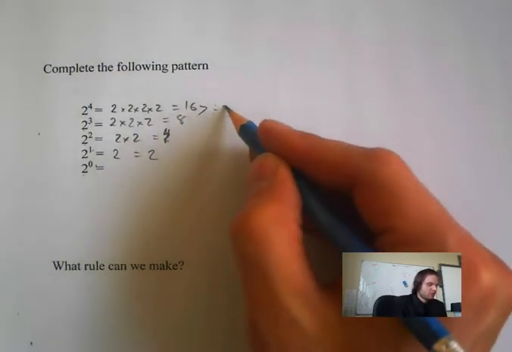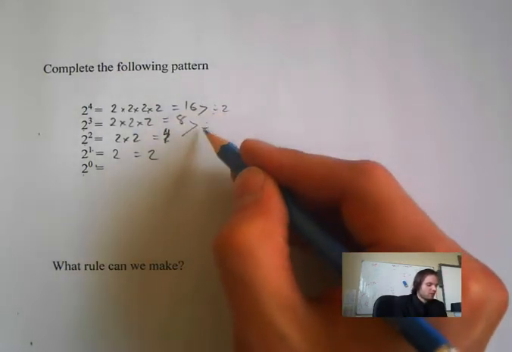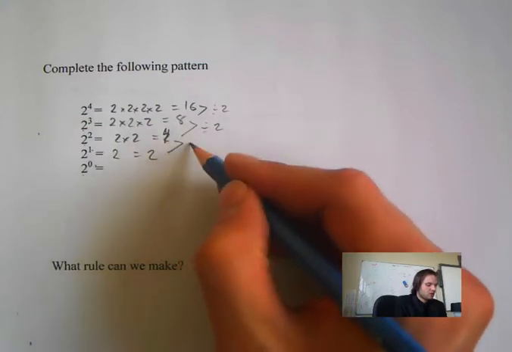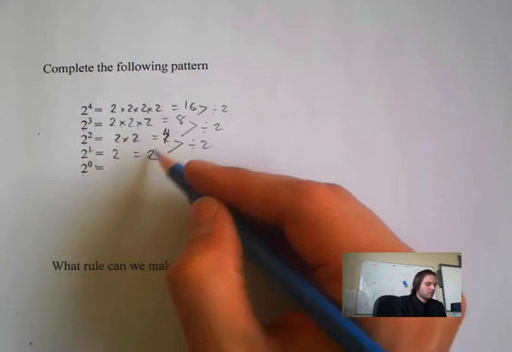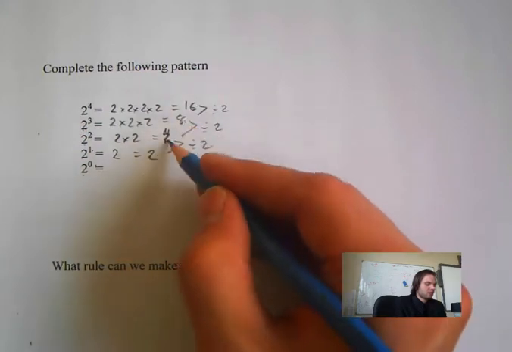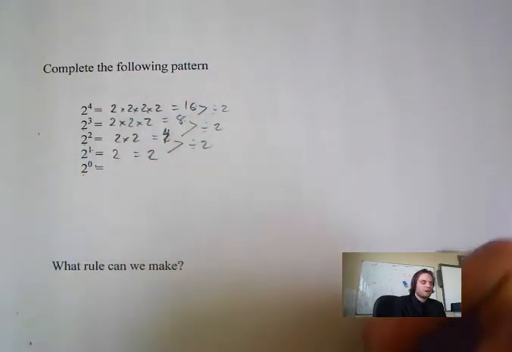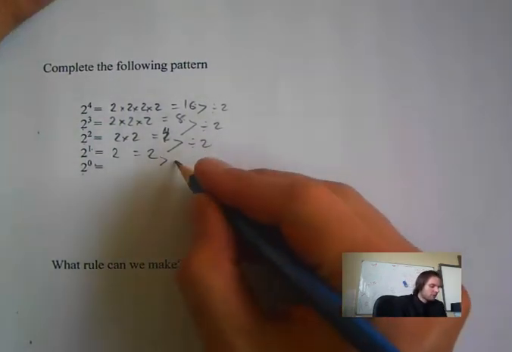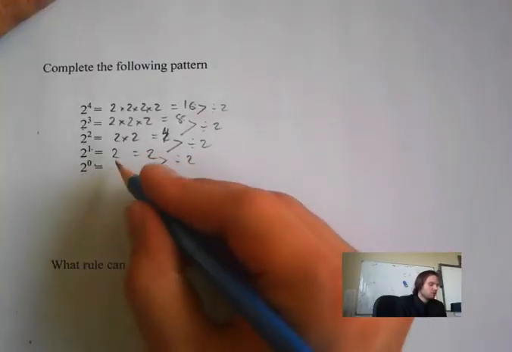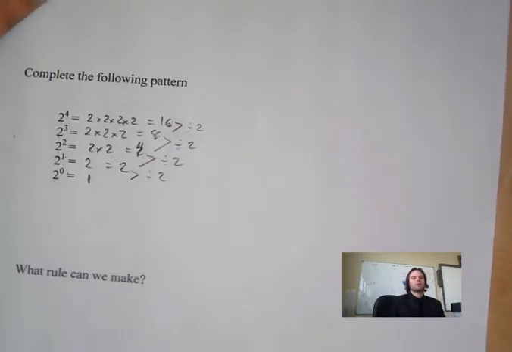I'm dividing by 2 as I go down. Go down here, divide by 2. Go down here, I divide by 2. How do I get to 4? We divide by 2. Okay? So then what do I have to do to get to the last one? Well, I have to divide by 2. So what's 2 divided by 2? That's going to give me 1.